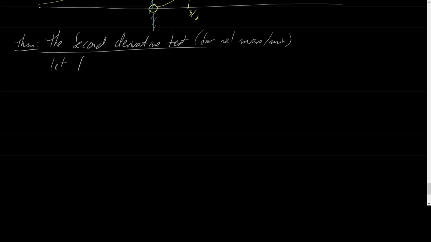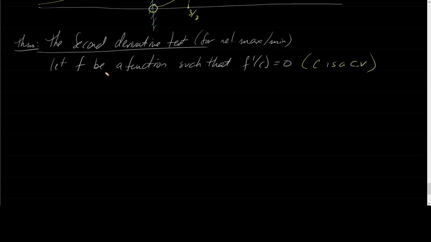So let f be a function such that f prime of c is equal to 0. What is that really telling us? That's telling us that c is a critical value. All right. So the function f says that f prime of c is equal to 0, and the second derivative of f exists on an open interval.